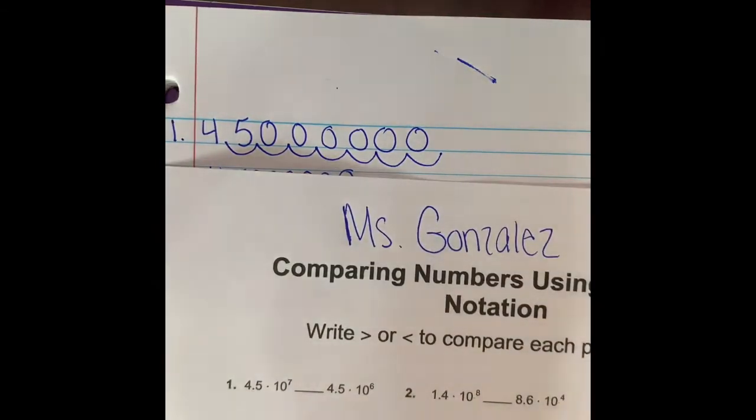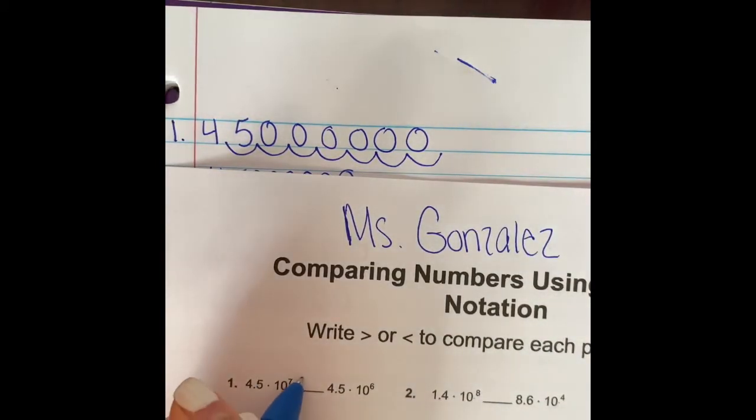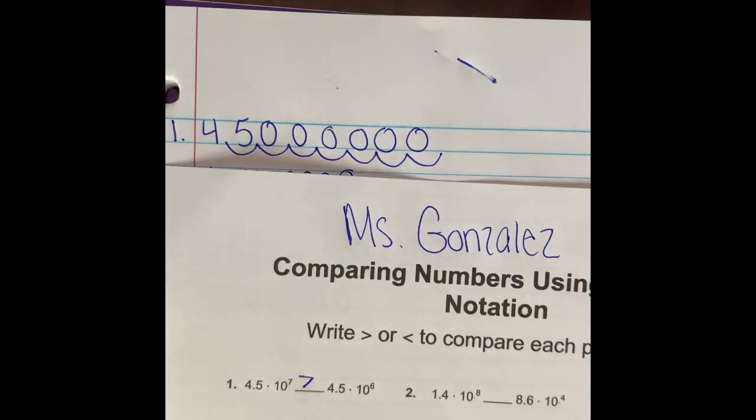So that tells me that 4.5 times 10 to the 7th is going to be greater than 4.5 times 10 to the 6th. Now we didn't have to do this because if you all watched the YouTube video, you all would know. If these base numbers are the same, our coefficients are the same, all we have to do is look at the exponents. Is 7 greater than 6? Yes. So we know that this one is going to be greater.